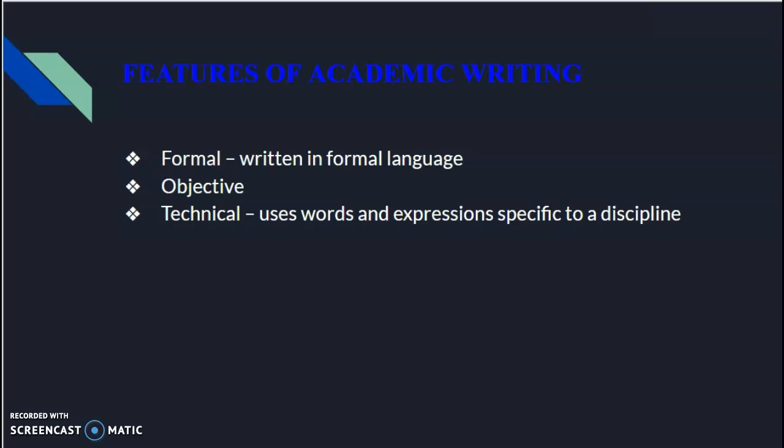First is that academic writing is formal. So, what do you mean by formal? It means that it's highly formal in style and tone, and certain terms and expressions cannot be used.